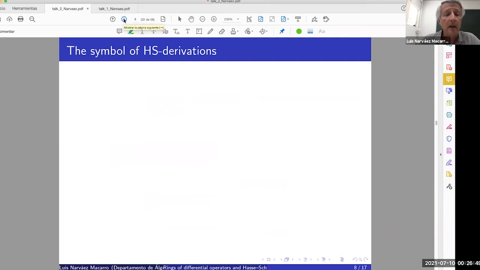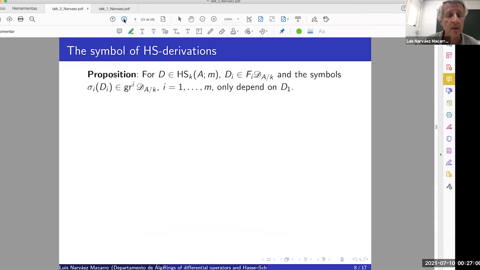Now I am going to see what the symbol of a Hasse-Schmidt derivation is. I said that I was trying to use both methods, the blackboard and the Beamer presentation. So, since I am checking that the time is okay, I can switch to the blackboard. Okay.